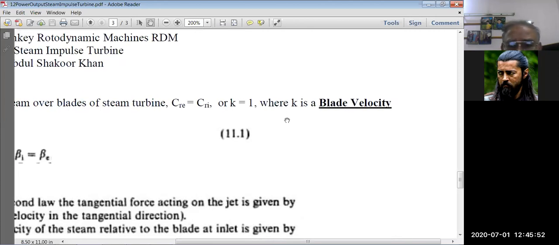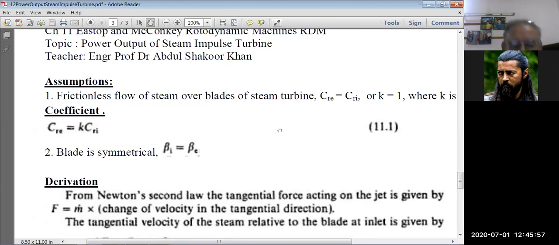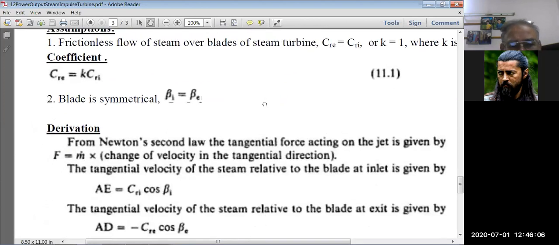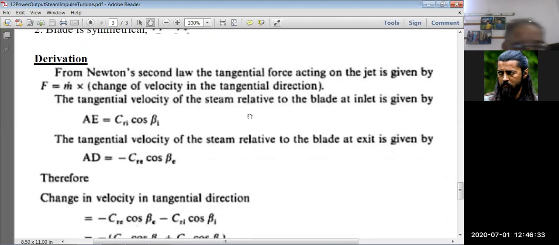And there is a factor called blade velocity coefficient, K. K is the ratio of CRE divided by CRI, and CRE is equal to K times CRI. Another assumption is beta I is equal to beta E. This condition is called symmetrical blading. Blades are symmetrical when the angle the relative velocity of air at inlet makes with the blade velocity is equal to beta E. Beta inlet must be equal to beta outlet, so blade angle at inlet must be equal to blade angle at the outlet.